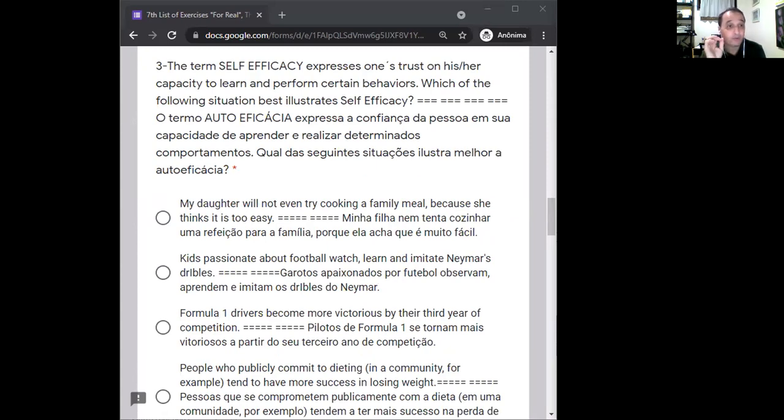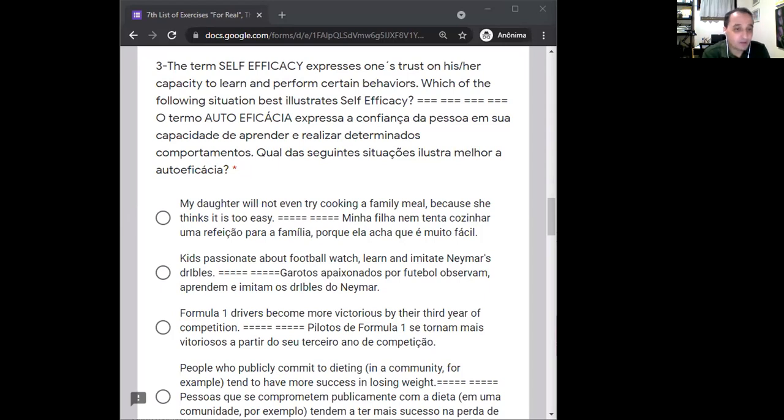All right. So the third question. The term self-efficacy expresses one's trust in his or her capacity to learn and perform certain behaviors. So this is a definition, okay? It is not in question. I'm giving you here a definition of what self-efficacy means, right? So, which of the following situations best illustrates self-efficacy? O termo autoeficácia expressa a confiança da pessoa em sua capacidade de aprender e realizar determinados comportamentos. Qual das seguintes situações ilustra melhor a autoeficácia?